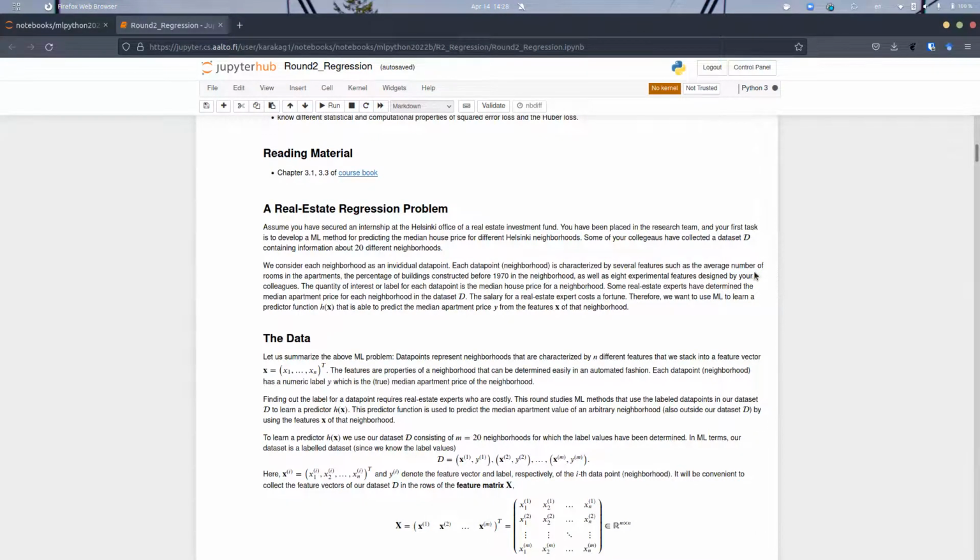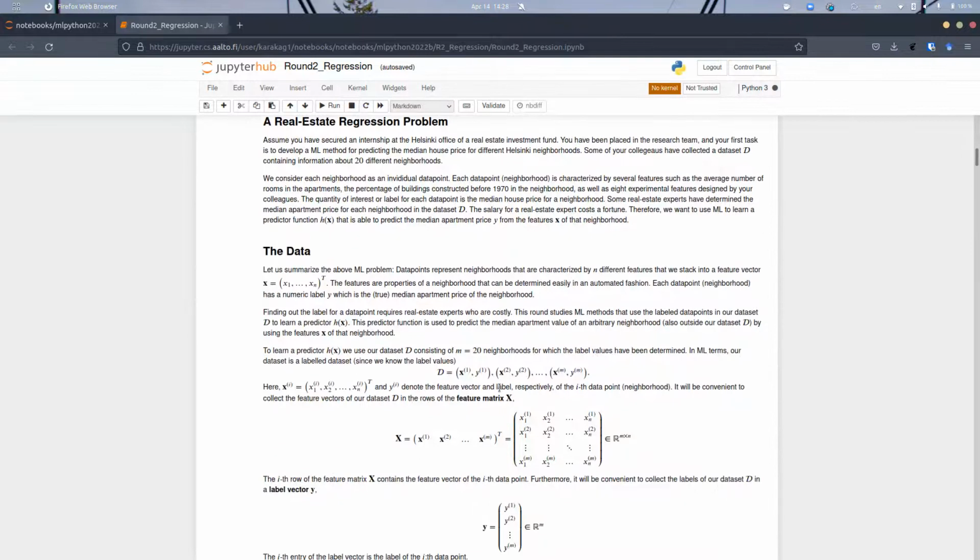Each data point has information about the average number of rooms, the percentage of buildings constructed before 1970s, and other experimental features, and the quantity of interest. The label is the median house price for a neighborhood. So this is a common regression problem where you have to predict a price of some sort.